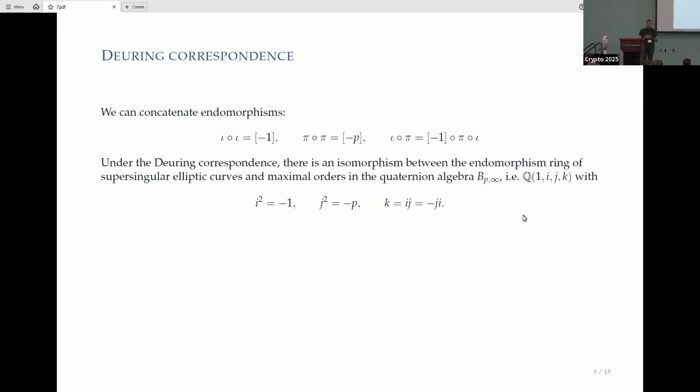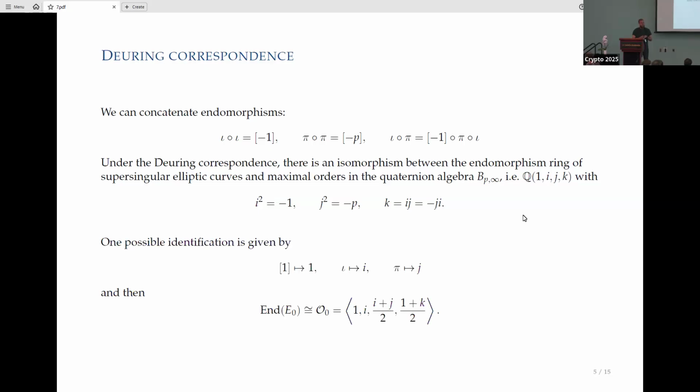And there's an isomorphism between the endomorphism ring of supersingular elliptic curves and maximal orders in this quaternion algebra. It's always denoted B_{p,∞}. If you don't know what an order is, it's basically a ring, if you wish, for simplicity reasons. And you can make several identifications, but obviously, in this case, there's one obvious choice that you can make, with just mapping multiplication by 1 to 1, mapping iota to i and Frobenius to j. In this case, we can then show that the endomorphism ring of the curve on the previous page is generated by these 4 elements.